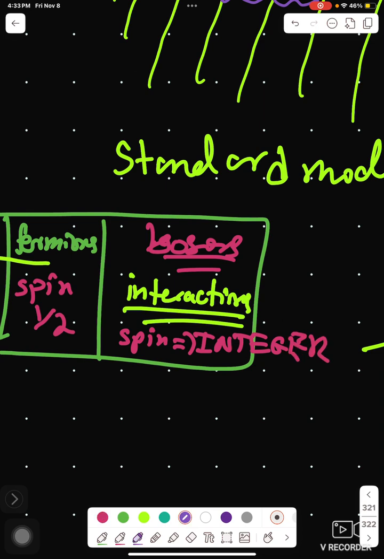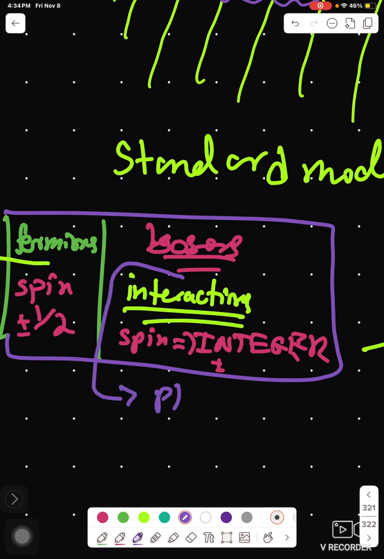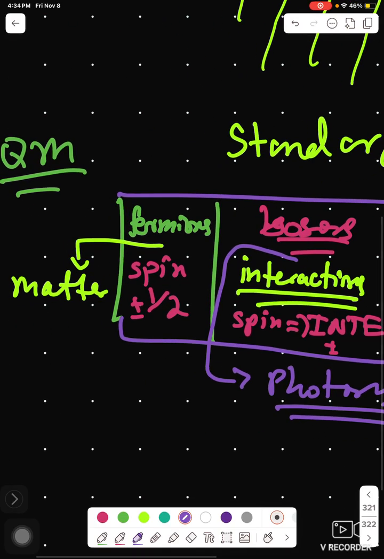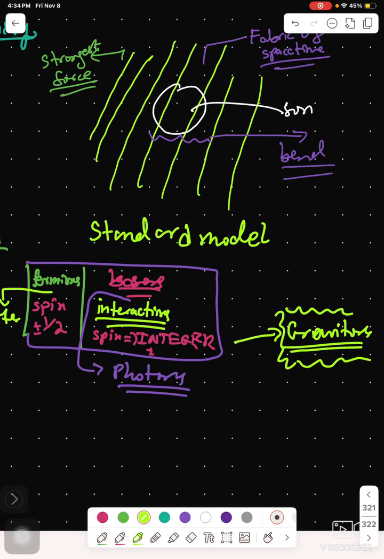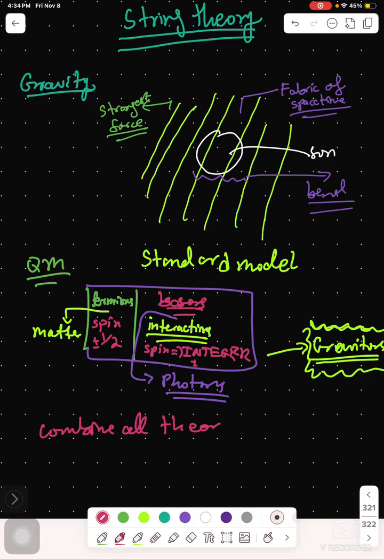It's positive, negative, and positive, negative. For example, in bosons we have photons. What we have as a problem here, when we talk about string theory, is that one of the problems in physics is that we are not sure how to sum up everything. How can we include every single theory as one? How can we combine all theories?